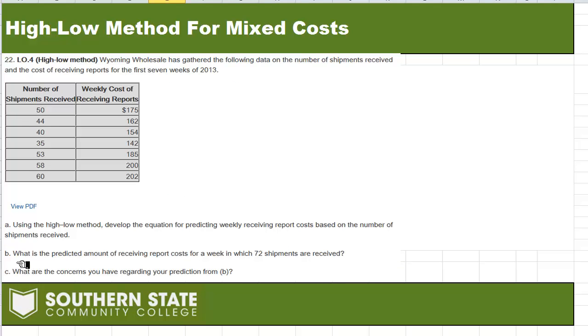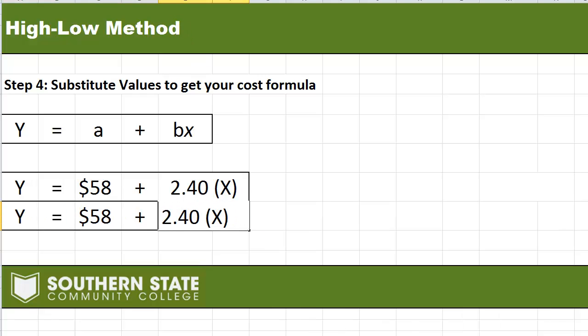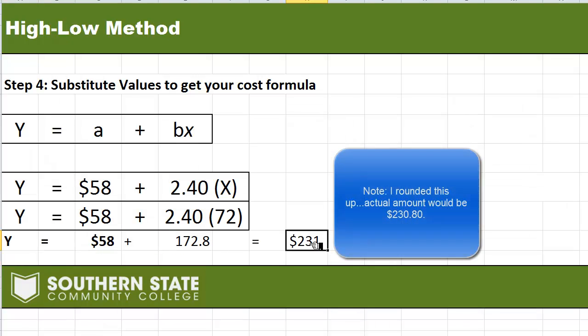The prompt wants us to tell them what is the predicted amount of receiving report cost for a week in which we get 72 shipments. Okay, well, we've already got our formula, Y equals 58 plus 2.40 times X. So all we're going to do is plug 72 in for X. I'm just going to copy this formula down one, and I'm going to put in 72 for X. Okay, Y equals 58 plus 2.40 times 72. So Y equals $58 plus 172.80. We're just going to add those up, and we get $231. So your answer to B would be $231.